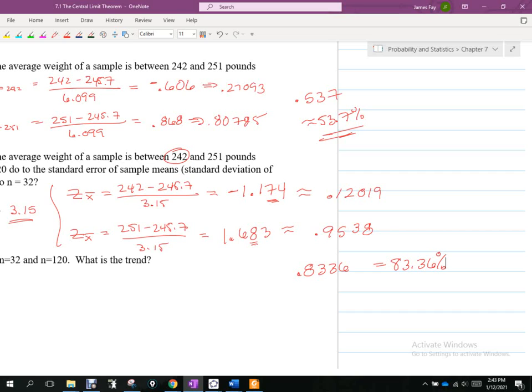So the more people you put in your sample, the more likely you're going to fall between those two values. Does that kind of make sense? Okay.